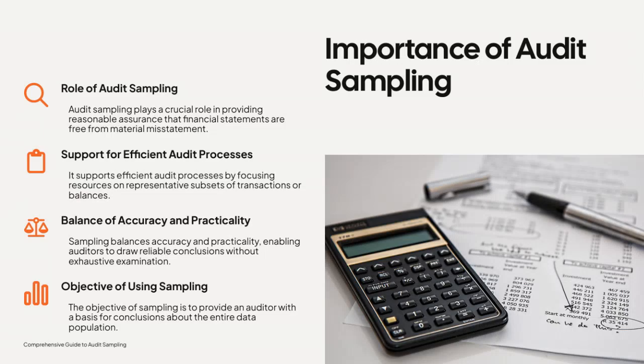Audit sampling is fundamental because it helps us gain reasonable assurance that the financial statements are free from significant errors or misstatements. Rather than examining every single transaction, sampling allows auditors to focus their efforts on a representative subset of data, which makes the audit process much more efficient. This approach strikes a crucial balance between accuracy and practicality, enabling us to draw reliable conclusions without having to review every detail exhaustively. Ultimately, the goal of sampling is to give auditors a solid foundation to make informed judgments about the entire population of data.